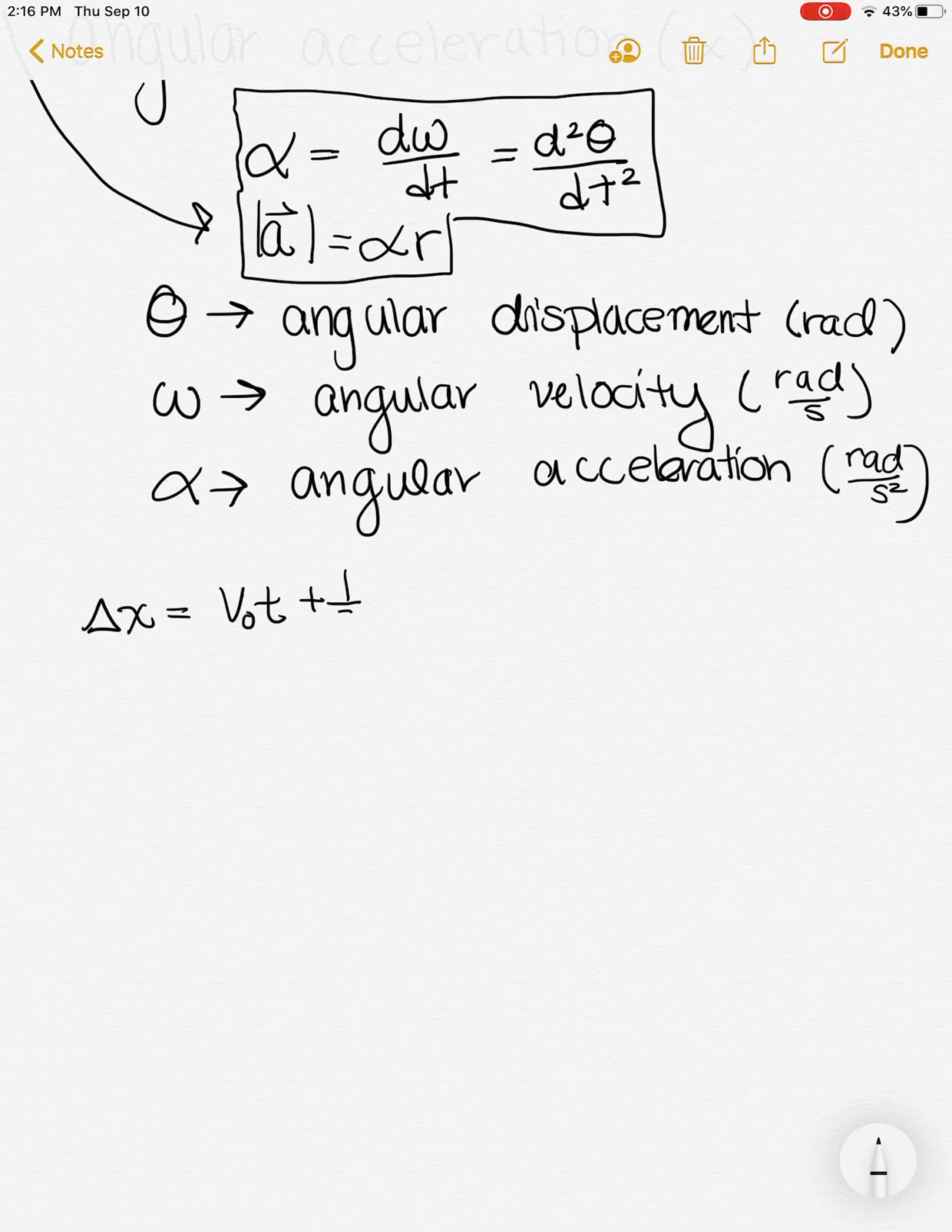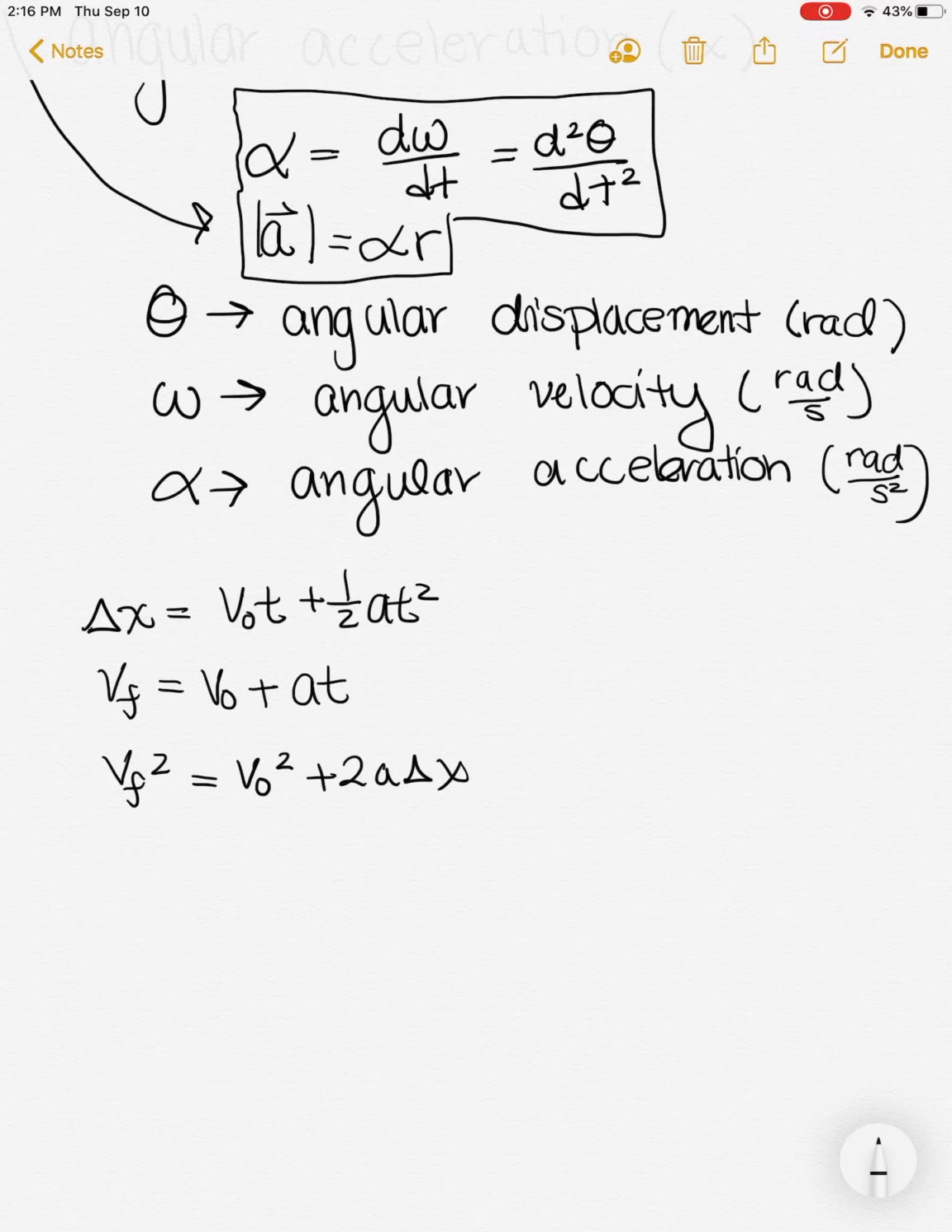So in kinematics, we learned that delta x is equal to v naught t plus 1/2 at squared. We know that v final is equal to v initial plus at. And then we have vf squared is equal to v naught squared plus 2a delta x. So here we have linear displacement, linear initial velocity, and linear acceleration. And we also have linear final velocity.